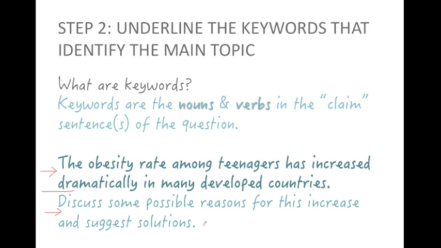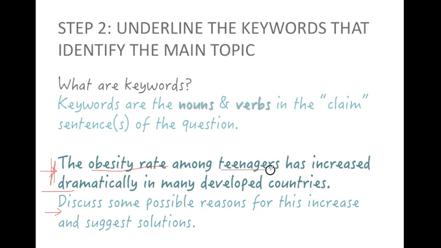So the first part is the claim sentence and the second part is the call to action sentence. In terms of identifying the main topic of the question, you need to look for keywords in the claim part of the sentence. So we'll just focus on this part for now. And here we will just underline the nouns and the verbs of the statement.